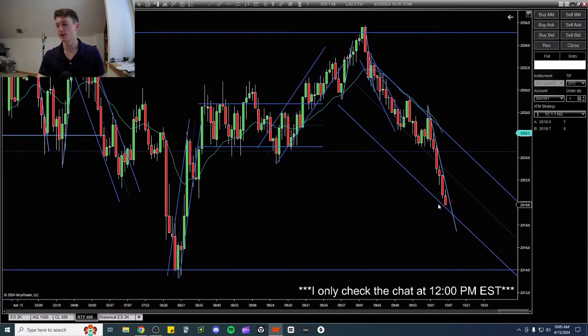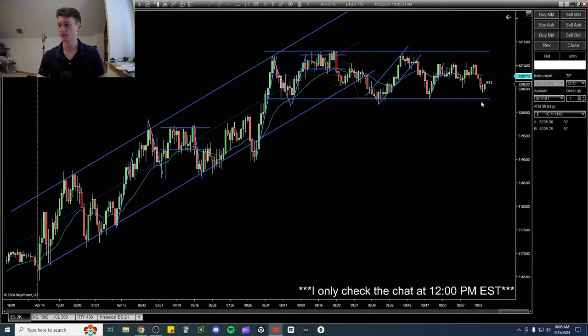RTY is continuing down strongly. Let's see if we find some support. I drew this line here because the midline fits well. So if we find some support off this opposite side, that'll kind of prove that to me, and maybe I'll continue looking for shorts.